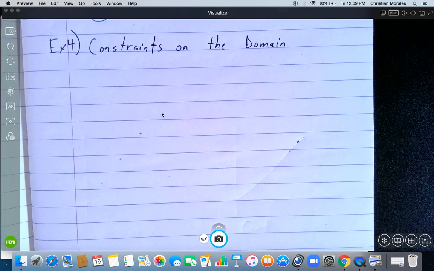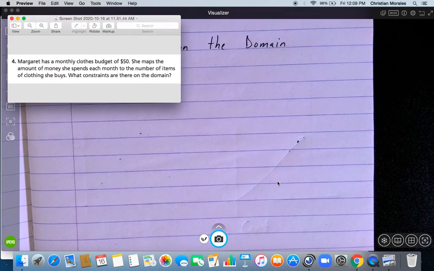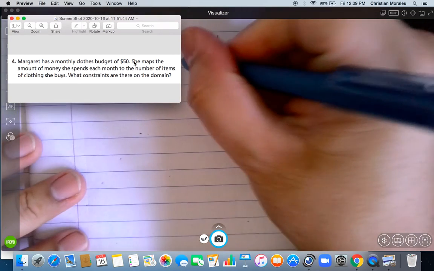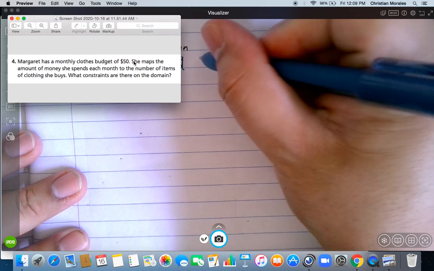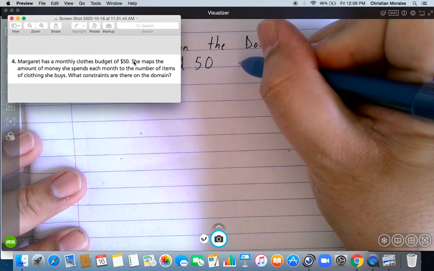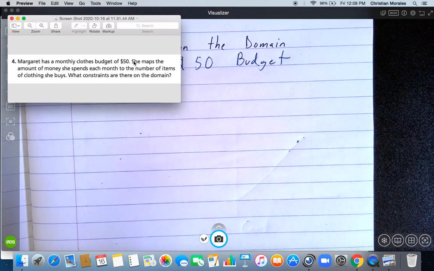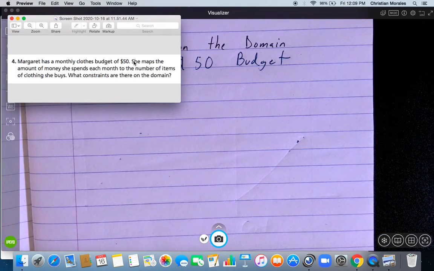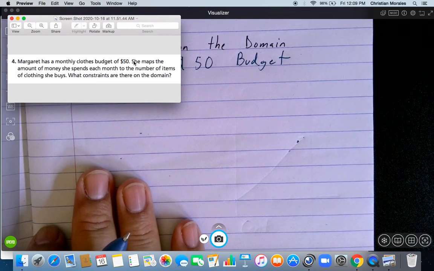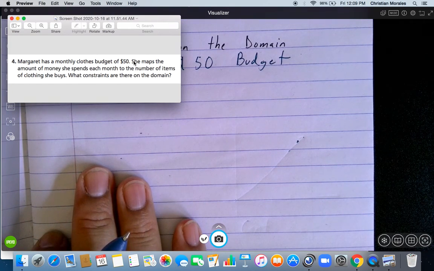Number 4, constraints. So let's talk about constraints. Well, for this, we should read the scenario. Margaret has a monthly budget of $50. So $50 budget. I'll write that down. So if you don't know what a budget is, it's the limit. It's how you limit your spending. Okay. She maps the amount of money she spends each month to the number of items of clothing she buys.